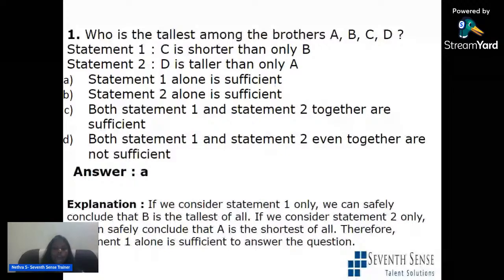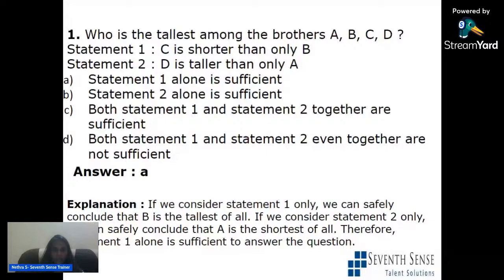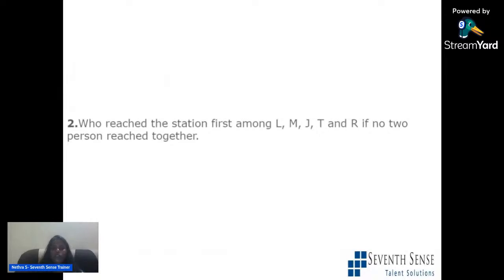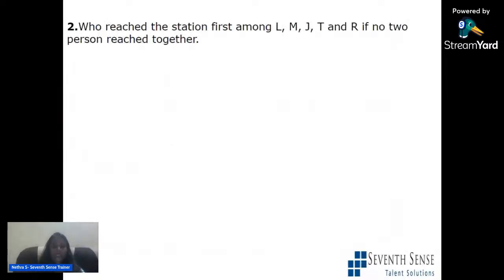Good. So we'll move on to the next question. I want everyone to answer it correctly. Just read the question. The second question is, who reached the station first among L, M, J, T and R if no two persons reached together? So they have clearly mentioned in the question who reached the station first among five members, and no two people reached together. The first statement they have given is, M reached only after J and T.